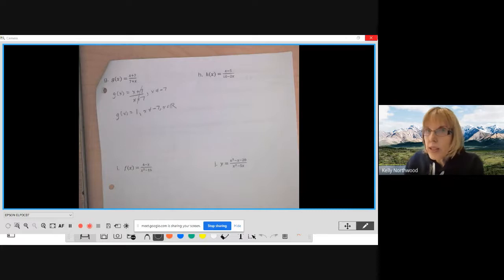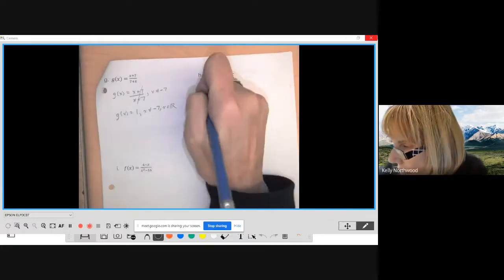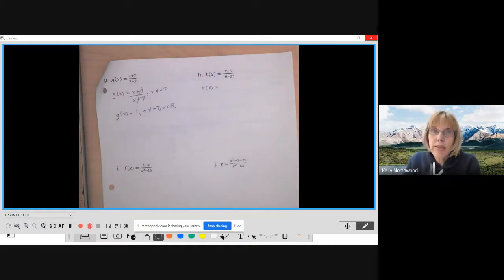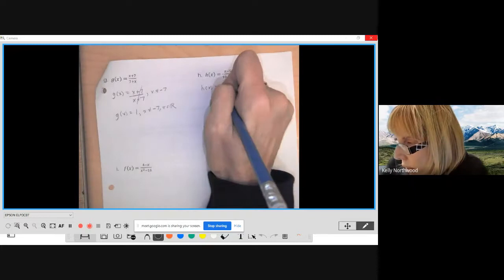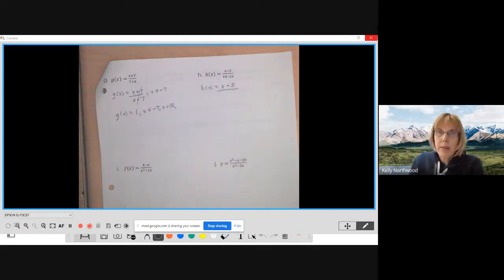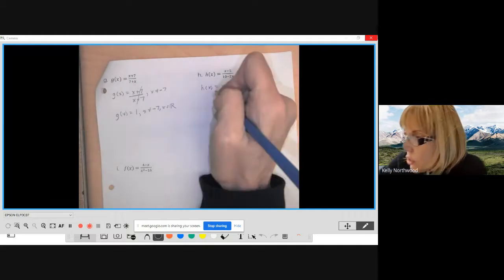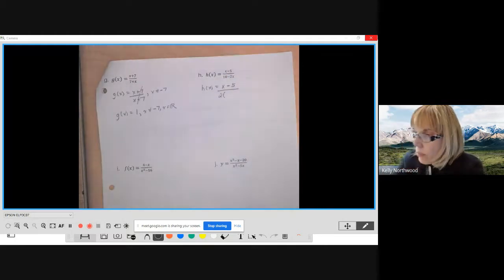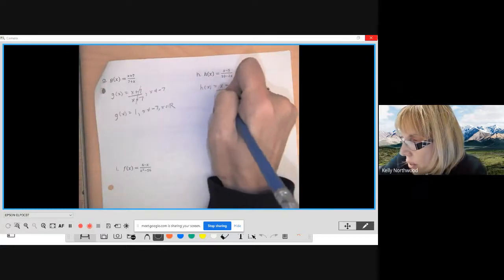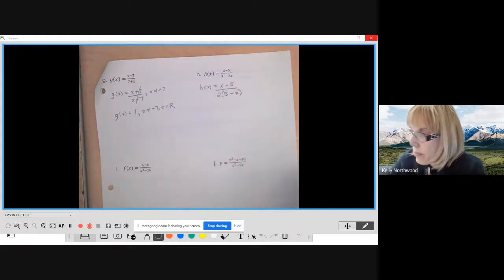Okay, the next one, h of x. So in the numerator, x minus 5, there isn't a common factor. It's not a difference of squares, so it can't be factored. But in the denominator, there's a common factor of 2. So 10 divided by 2 is 5. 2x divided by 2 is x.